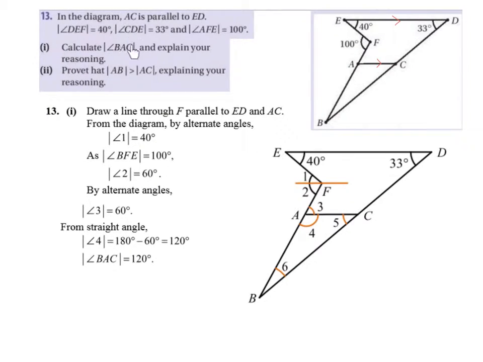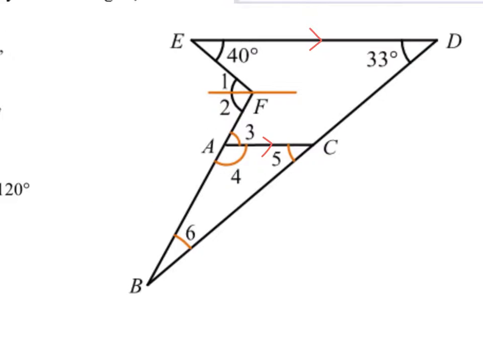Part 1. Calculate the angle BAC, so this angle in here, and explain your reasoning. I've drawn out the diagram again a little bit bigger and added in some extra bits. First of all, I'm going to add in that ED is parallel to AC. And I've drawn in this extra line here that is also parallel to ED and AC. You can extend this line the whole way if you want to, but you don't really need to. So we have three parallel lines: ED, this line that I've drawn in going through point F, and AC.